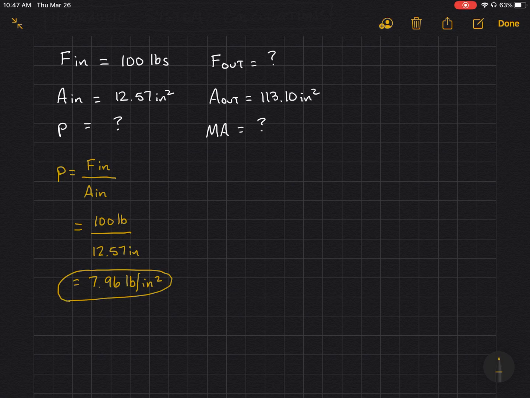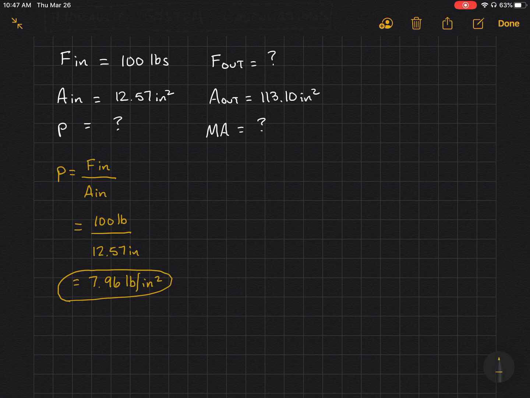A question I always get is, how come we're using the input force and the input area to calculate the pressure? That's just because we know those two variables. If we had the output force, we could do the same formula and get the same pressure for the system using the output force and the output area.